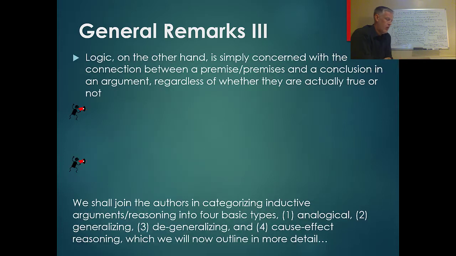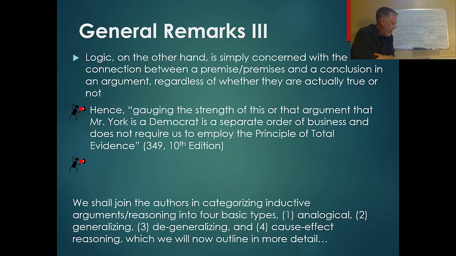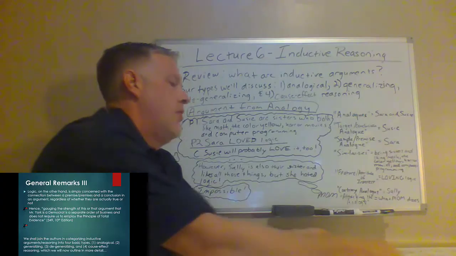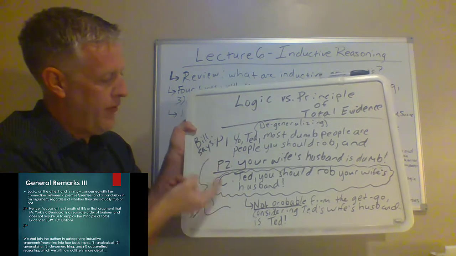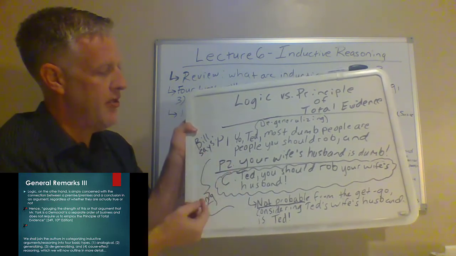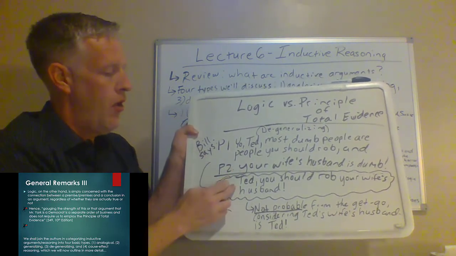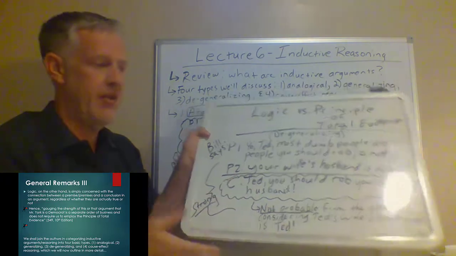Logic is simply concerned with the connection of those premises to the conclusion. So this is the point they make in the 10th edition on page 349, when they say, quote, gauging the strength of this or that argument that Mr. York is a Democrat is a separate order of business and does not require us to employ the principle of total evidence, end quote. So again, gauging whether or not this argument for this conclusion is a strong argument is a different matter than considering whether this is probable, all things considered.